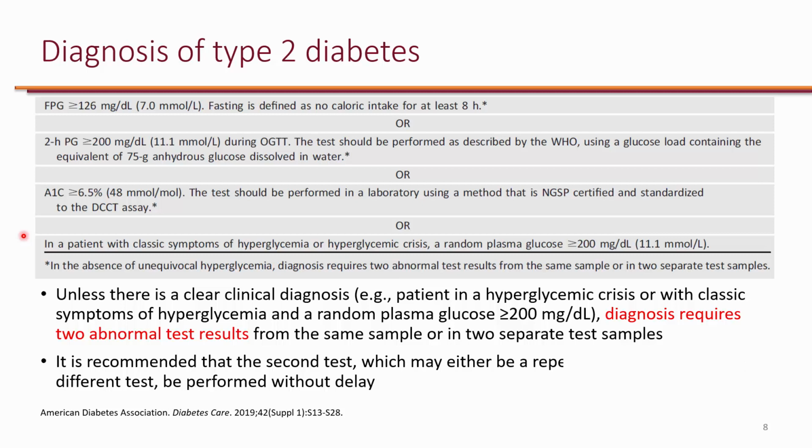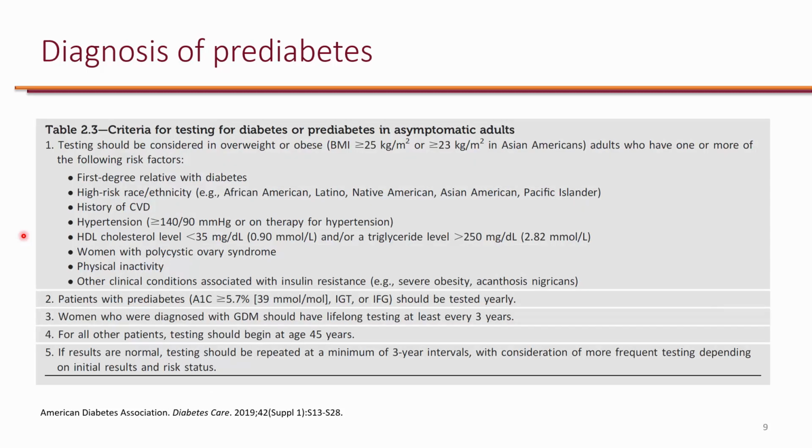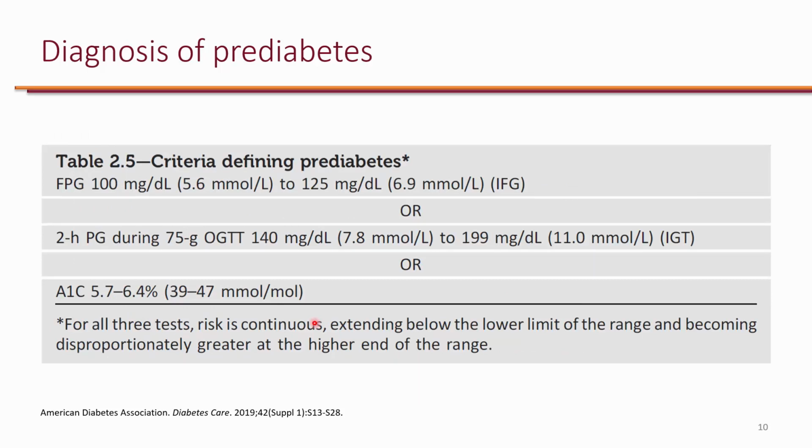Now, I will briefly mention, these are the criteria for screening for pre-diabetes. Patients who are overweight or obese, along with a risk factor for diabetes, should be screened. Otherwise, anybody at the age of 45 or older should be screened for pre-diabetes. And here are the criteria for diagnosis of pre-diabetes. The fasting plasma glucose would be 100 to 125, or a 2-hour plasma glucose of 140 to 199, or if you want to use A1C, 5.7 to 6.4%.